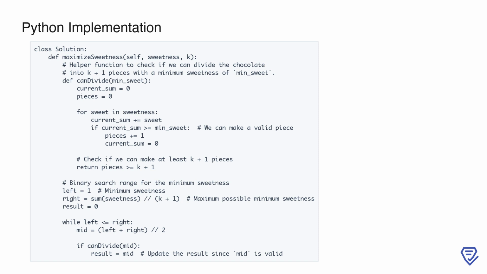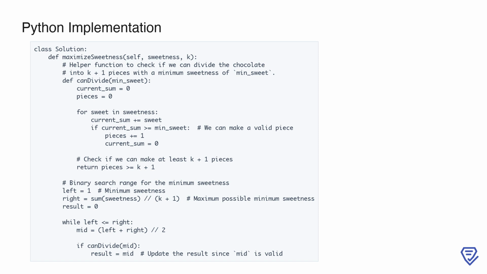Here, we begin with the maximizeSweetness function, which takes in the sweetness array and an integer k, representing the number of friends. The goal is to divide the chocolate into k plus 1 pieces with the maximum possible minimum sweetness. To break this down, we define a helper function canDivide. This function checks if it's possible to split the chocolate into at least k plus 1 pieces where every piece has a sweetness of at least min_sweet.